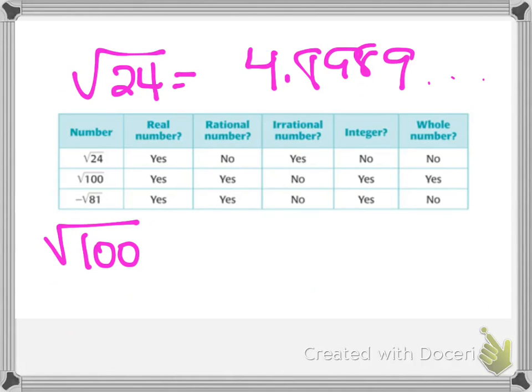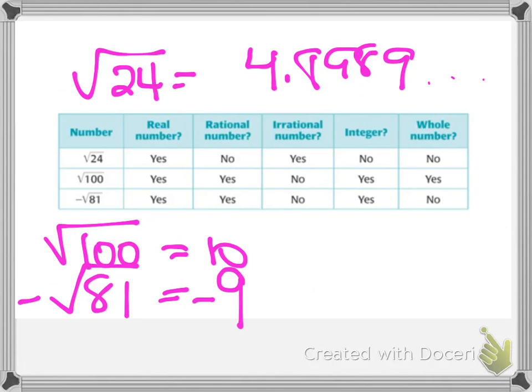The square root of 100 is a real number because it is equal to 10. It is also a rational number because it's a whole number. It is not irrational, therefore it's rational. It is also an integer, and it is a whole number. The negative square root of 81 is a real number because no matter if it's rational or irrational, they are all real numbers. It is a rational number because it is equal to negative 9. It's not irrational. It is also an integer, but it is not a whole number because you can't have negative 9 of items.